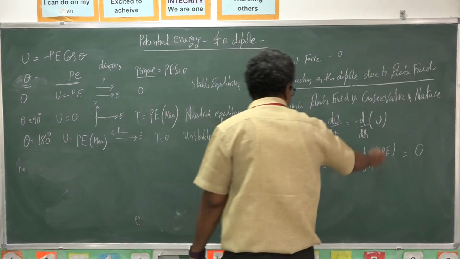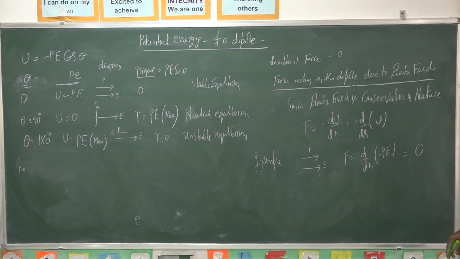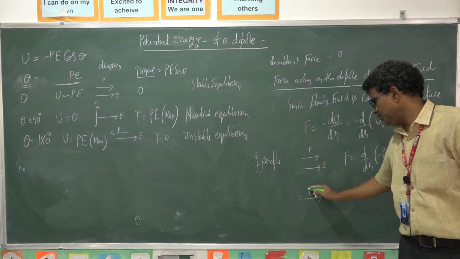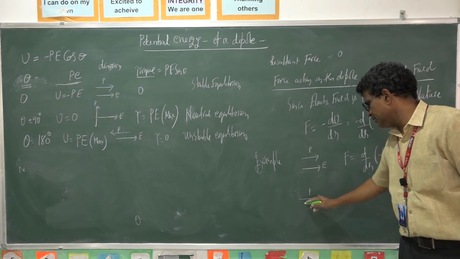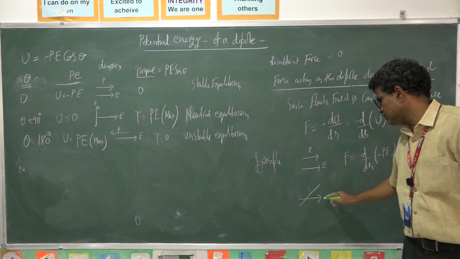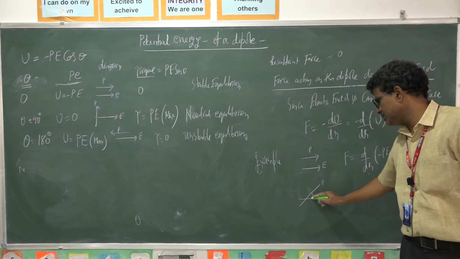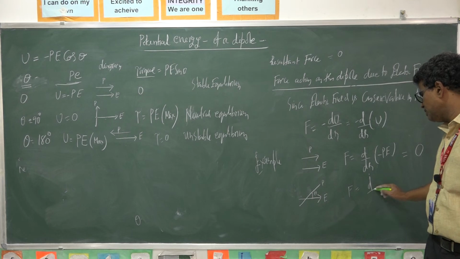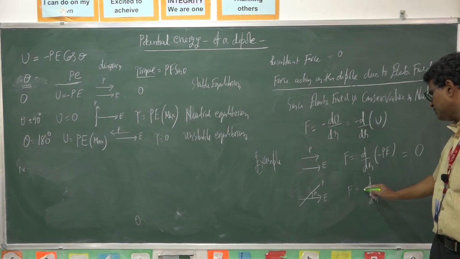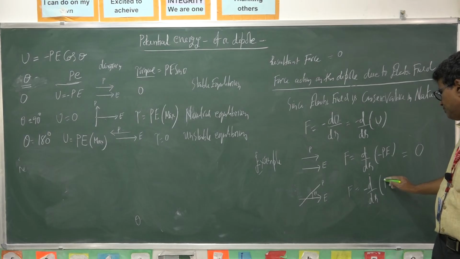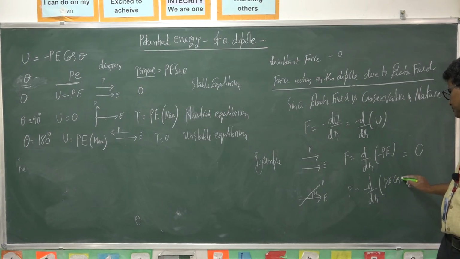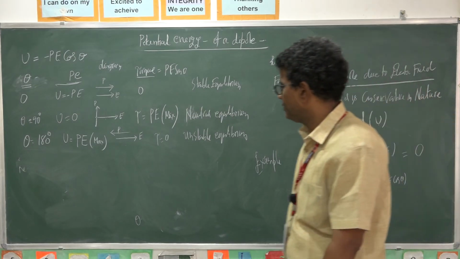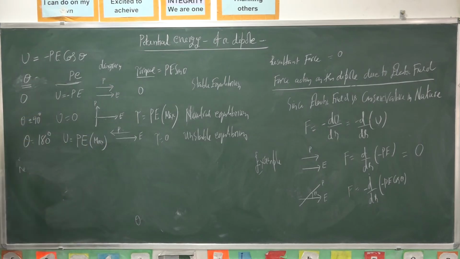If it makes an angle theta, suppose the dipole P makes an angle theta with the direction of the field. This is the E, this is P, this angle is theta. Then you differentiate: F is equal to the negative gradient of potential energy, d by dr of minus PE cos theta. You will get the force acting on the dipole.